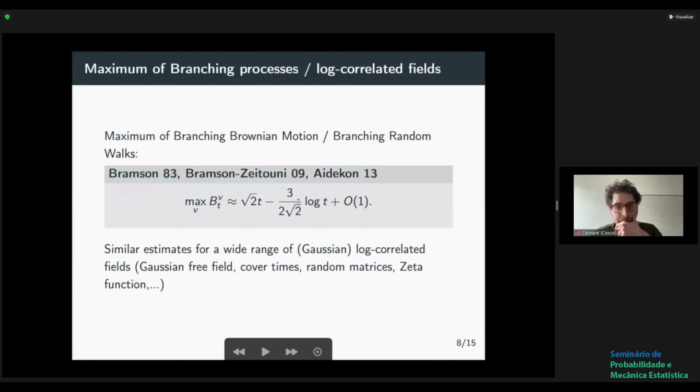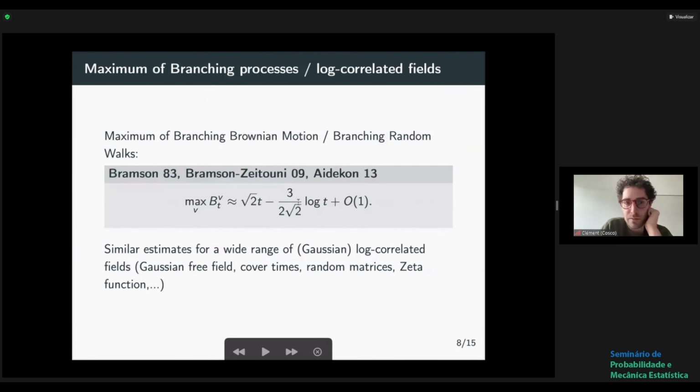So for example, one of the interests of Gaussian log-correlated fields is that they almost all share a similar behavior, which is related to their maximum. So this is the first result by Bramson, Zeitouni. There are different results in terms of how far you know about the behavior of the maximum.